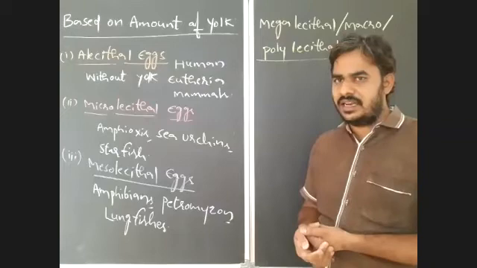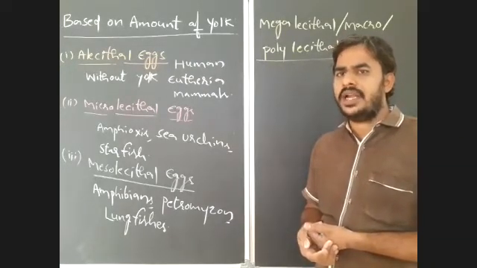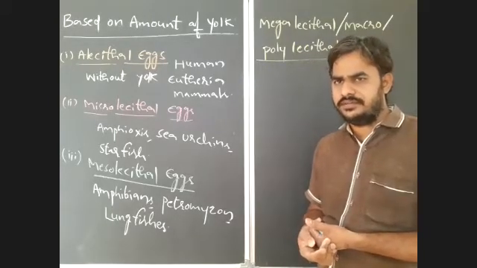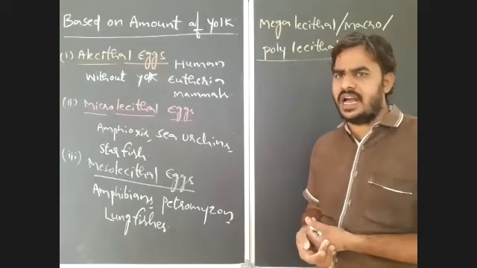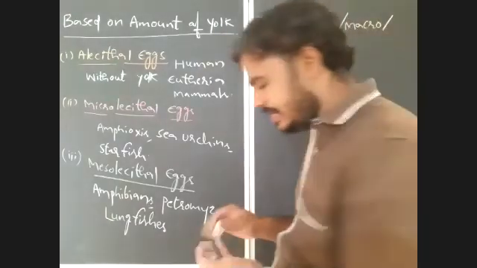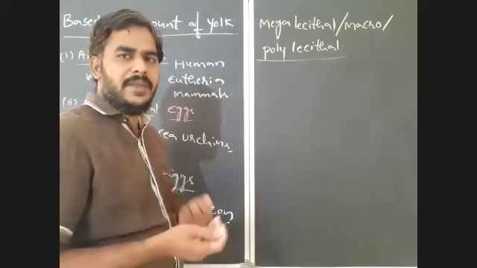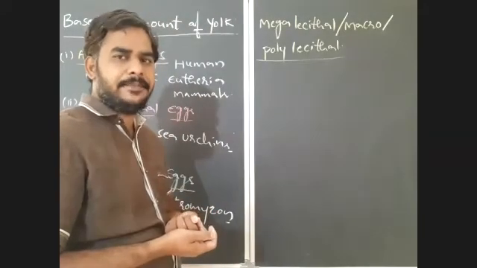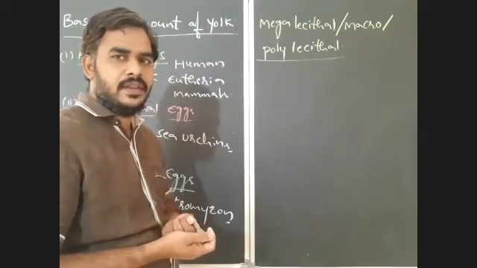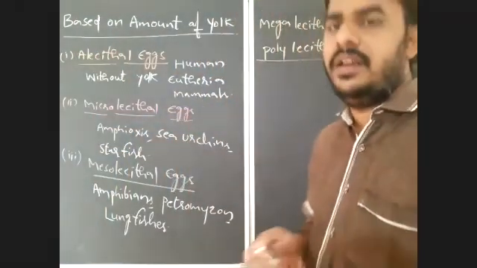What is megalecithal or macrolecithal or polylecithal? The egg with a large quantity of yolk. So where will we notice this type of egg? This type of egg is present in the class Reptilia and also in Aves, in reptiles and aves.